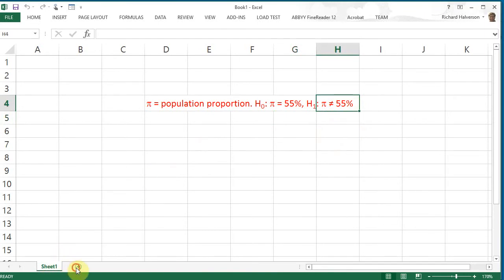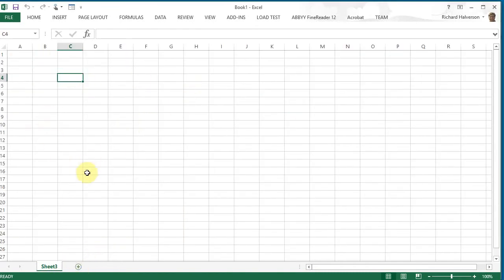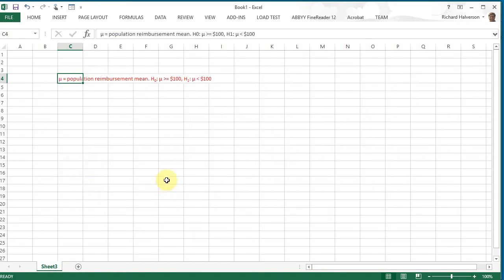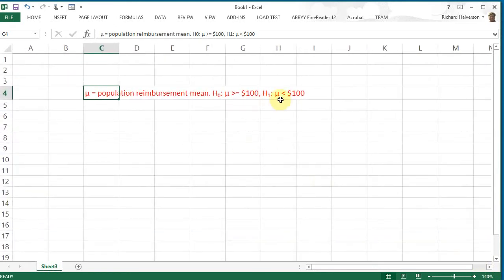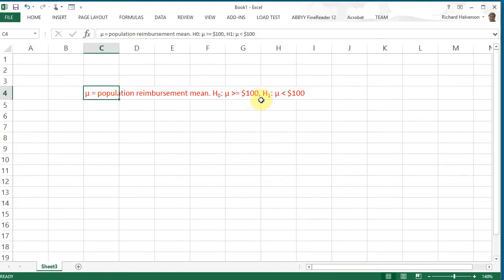And let's state a new hypothesis here. And it is that the mean value of the reimbursements is greater than or equal to $100. If we look back at the problem, we see that it asks, is there evidence that the population mean was less than $100? And so we're going to state our null hypothesis as: no, the population mean is greater than or equal to $100. So the alternative hypothesis then is that the mean is less than $100.